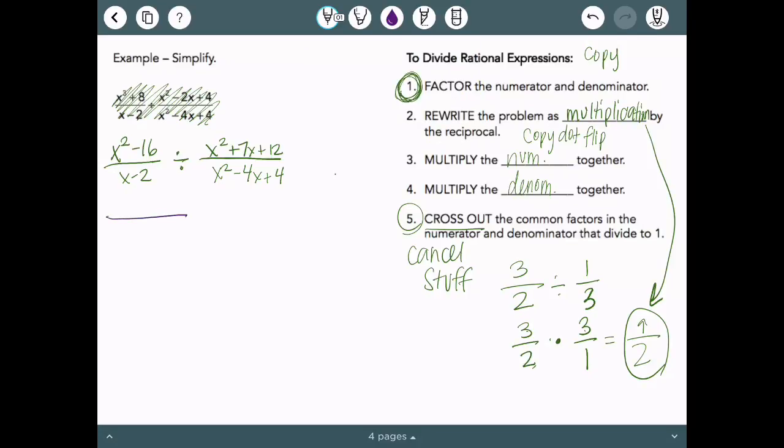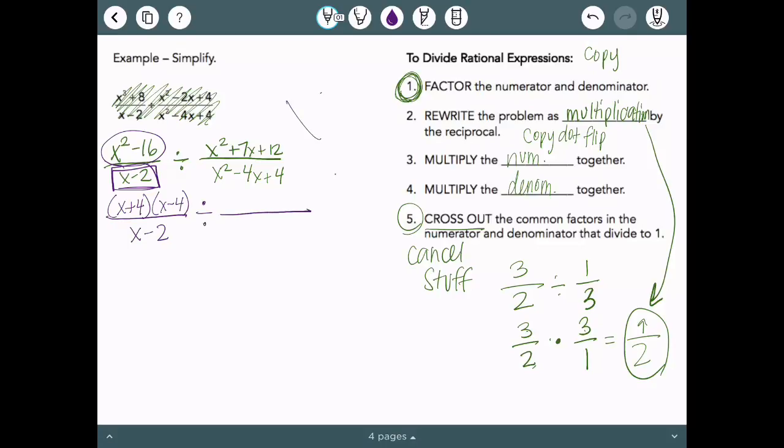So if I'm thinking about this first fraction, I see on top that I have the difference of squares. That's x plus 4, x minus 4, right? The bottom makes no changes, I just have x minus 2. There's nothing to factor out because they don't have anything in common. I'm going to still write my division sign.